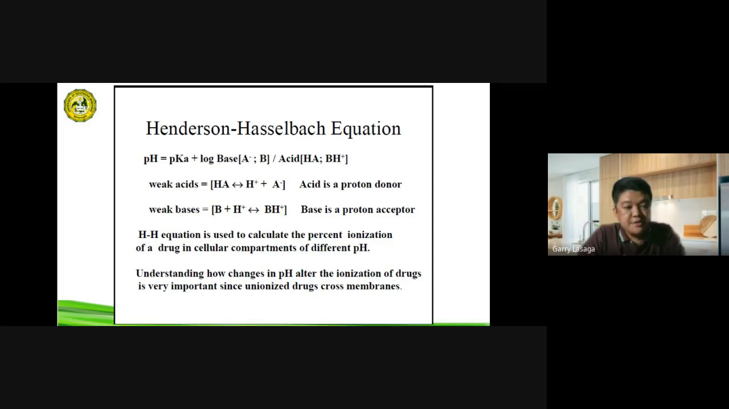So the Henderson-Hasselbalch equation is used to calculate percent ionization of a drug in cellular compartments of different pH. What do we mean by cellular compartments? Closed parts within the cytosol of a cell. Enclosed regions, comprised of all closed parts within the cell organelles.